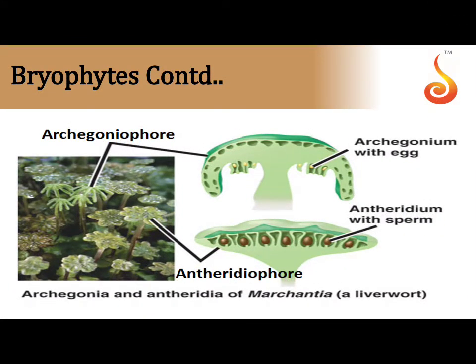Yes. Now, as I told you in the previous video, we studied the structure of antheridium with sperm. Now, in this video, I am going to teach archegonium with egg. The yellow color structure shown here is egg, and this is an archegonium. The sperm will come out like this and it will enter through this.